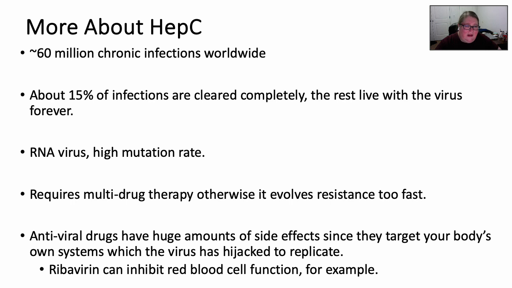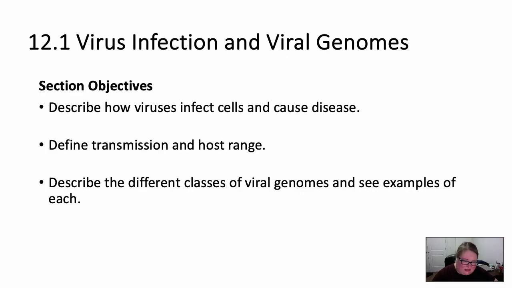So for example, the ribavirin that Christine was on, it inhibits red blood cell function. So it makes it so that you don't carry as much oxygen. So you're going to be anemic and you're going to be very tired and very just not functioning well. Okay, so that's a little bit more about hepatitis C. This is one that we watch out for a lot in healthcare. Now, so that's the case study.